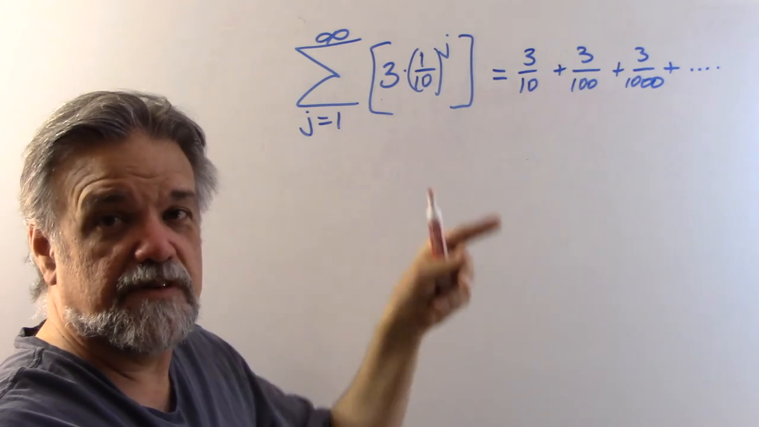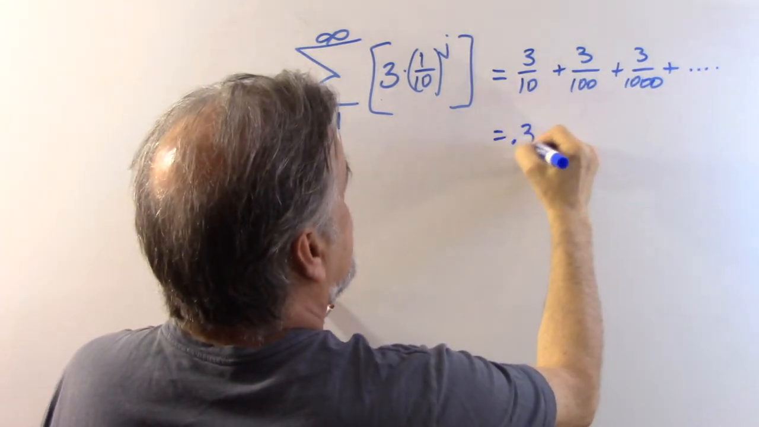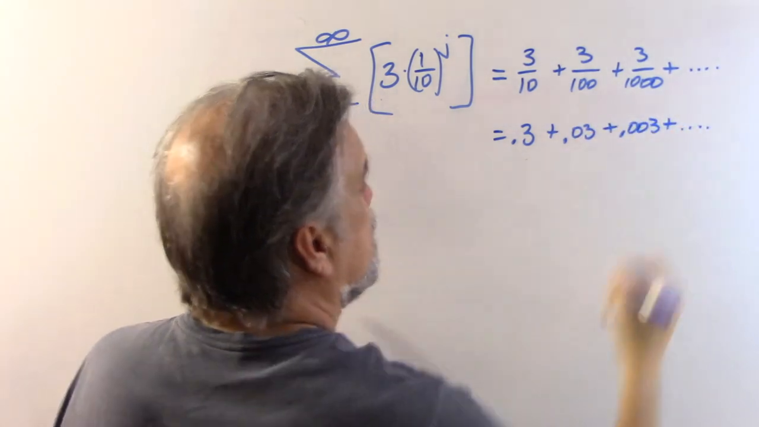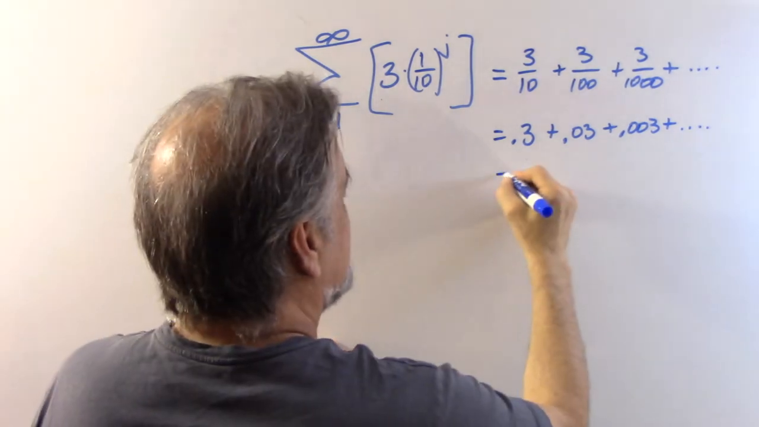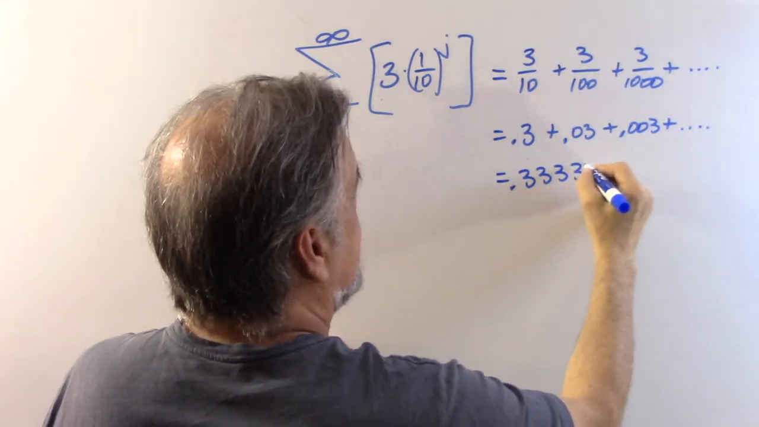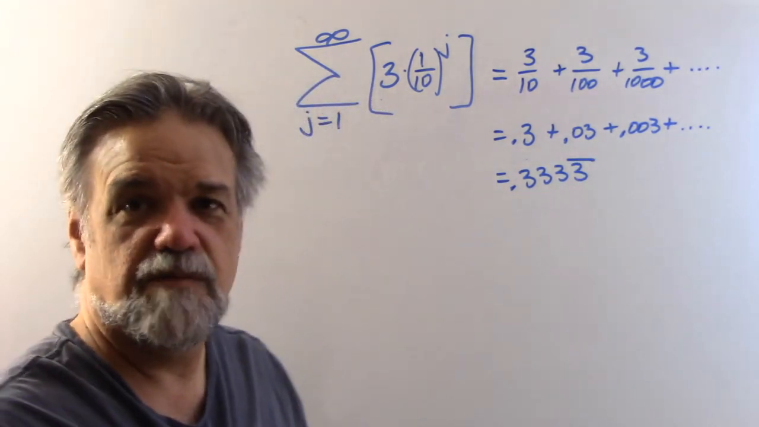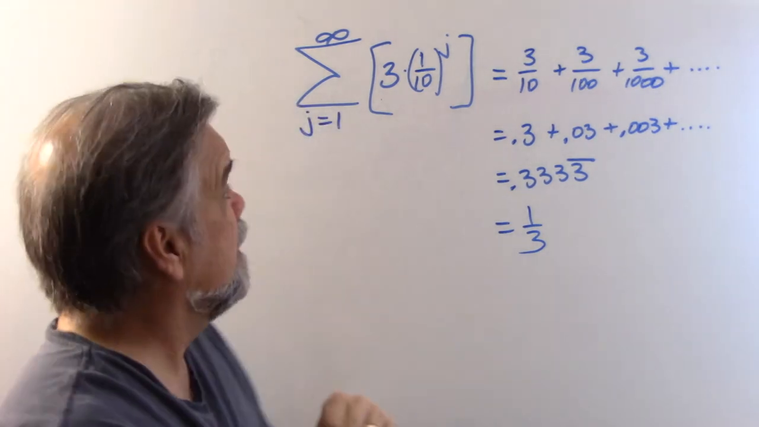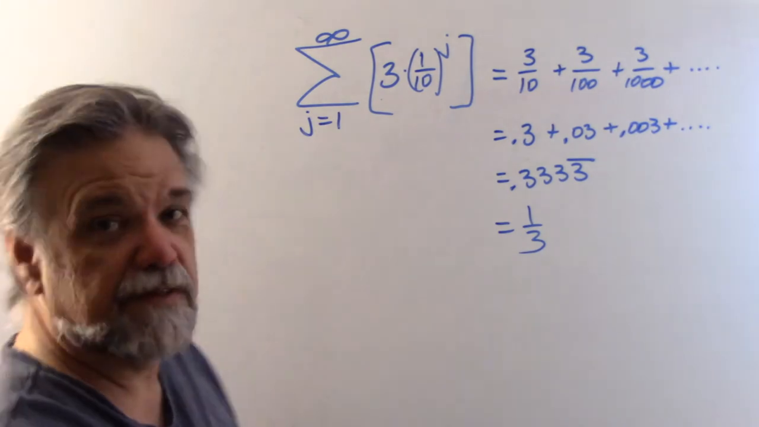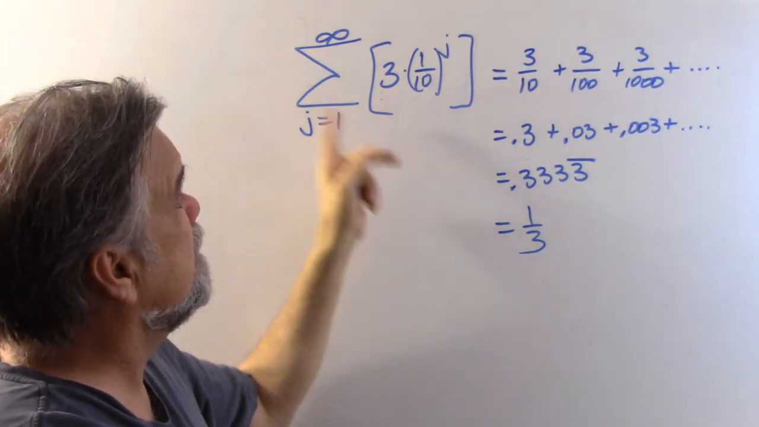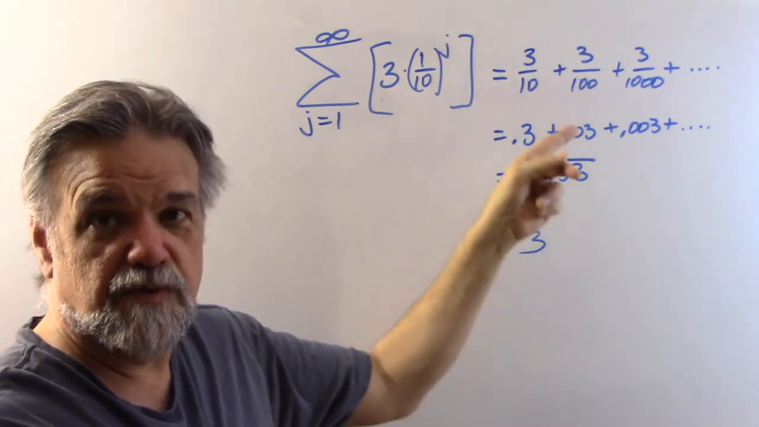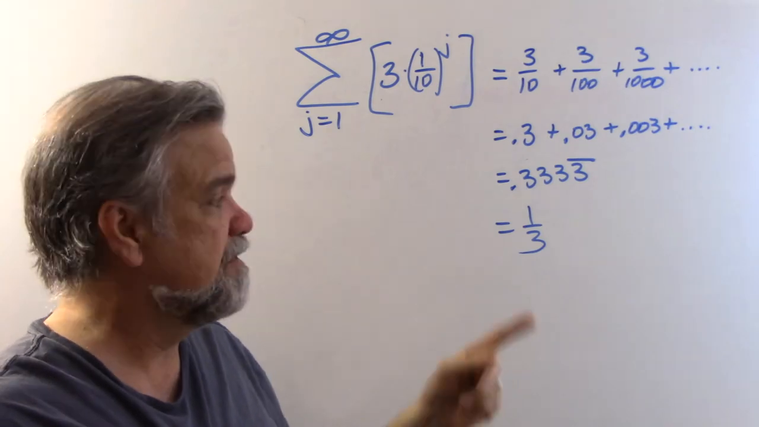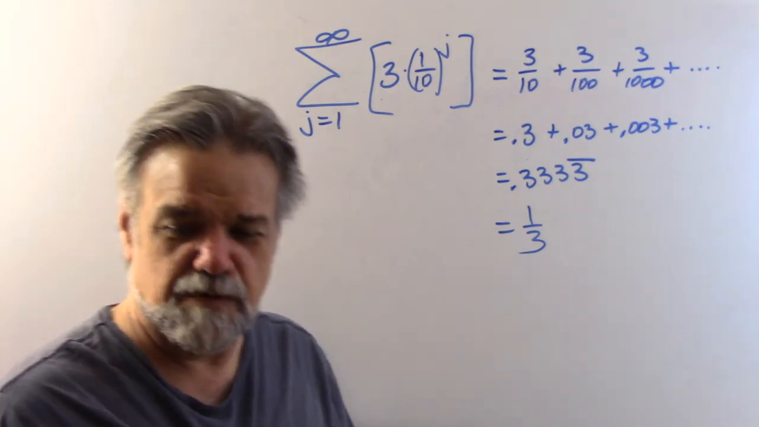Let's write all of these as a decimal. This is just 0.3 plus 0.03 plus 0.003 plus etc. Well, shoot, that's just 0.3333 repeating forever. And we know what that is. That's a third. Matter of fact, we could have factored the 3 out at the very beginning, and that would have given us 3 times 1 tenth plus 1 one hundredth plus 1 one thousandth, etc., which is 3 times 0.1 repeating, which is 3 times 1 ninth, which is also 1 third. So you have done this before.